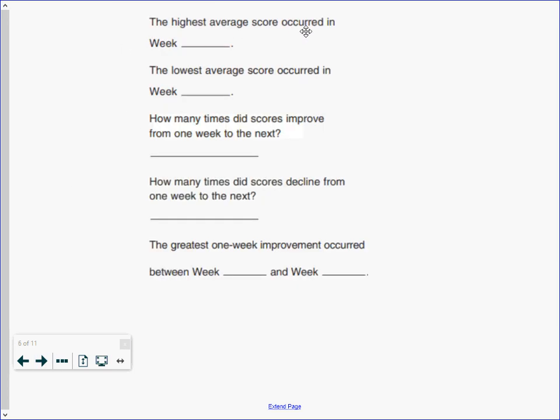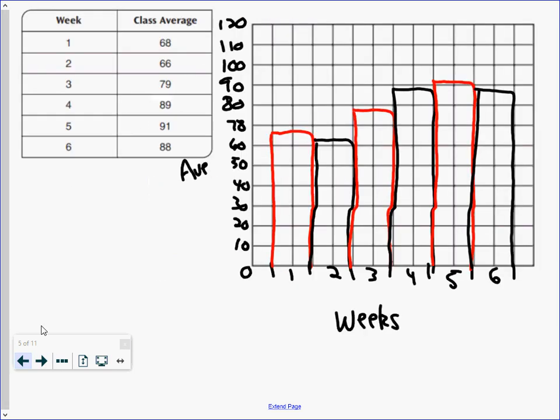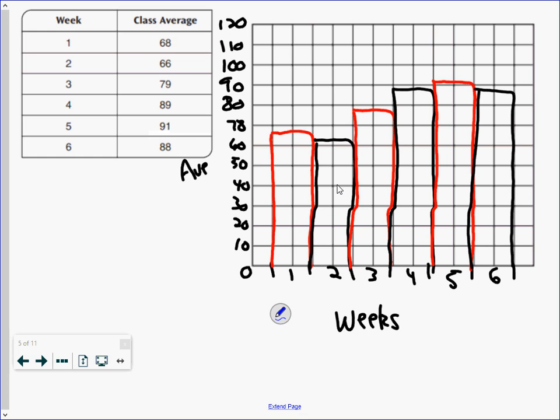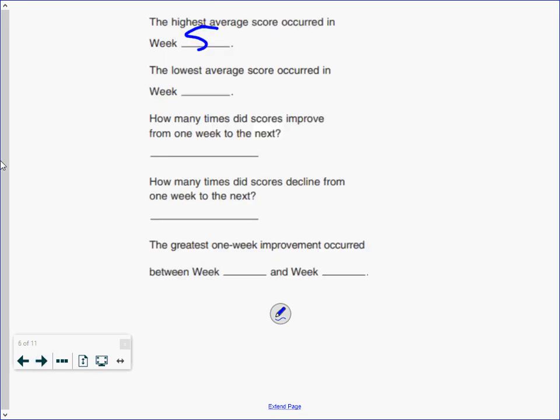The highest average score occurred in what week? So let's go back here. Looks like right here, that's the highest bar. That would be week 5 is our highest score. Where's the lowest average score? Let's take a look back. The lowest score looks like it's right here in week 2. What is that? 66, week 2.